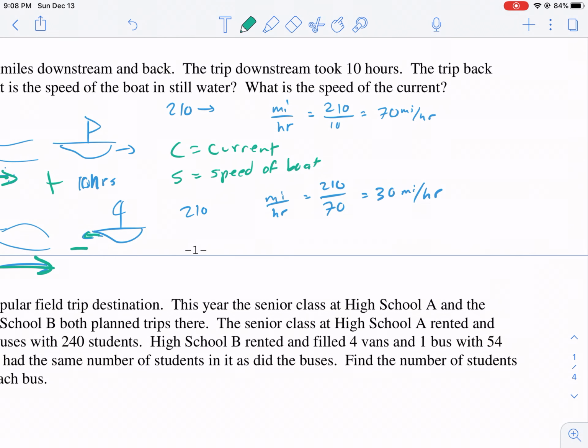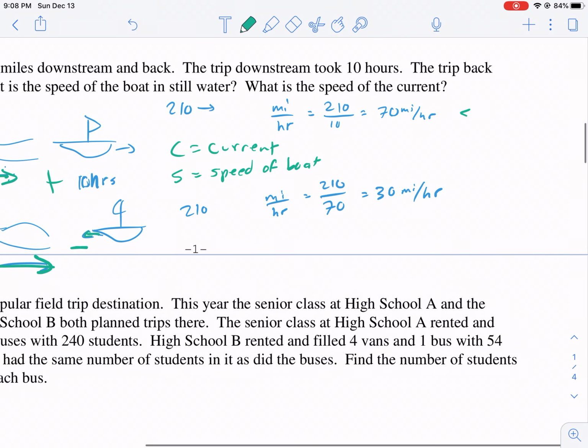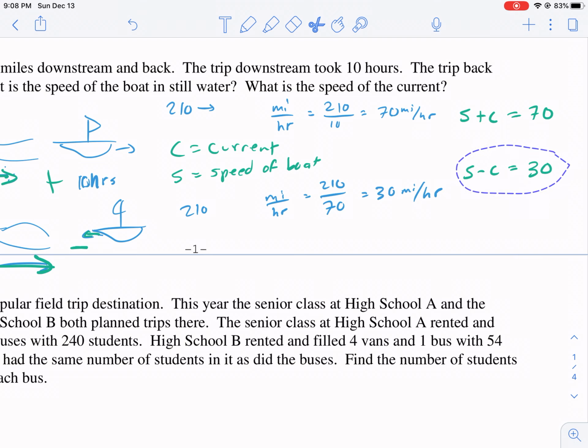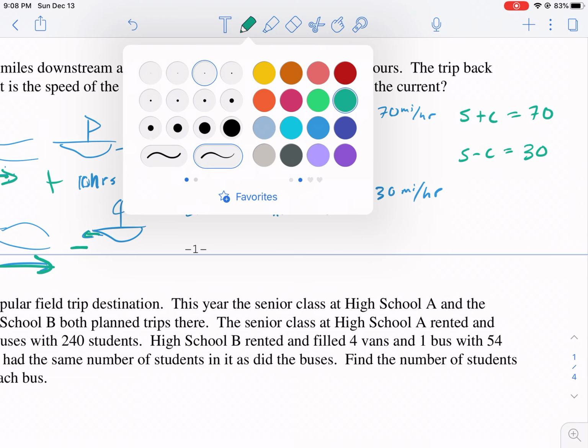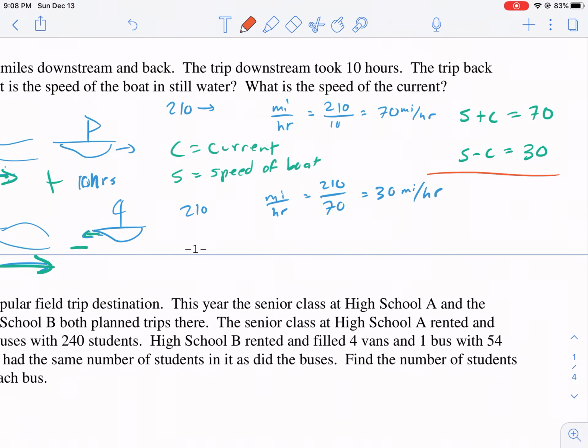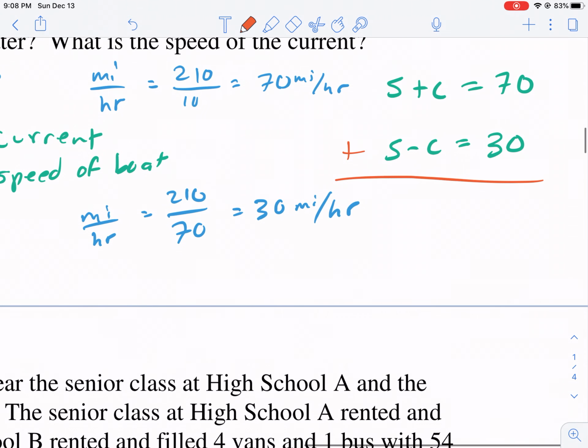Okay, so 70 miles an hour it gets helped. So we have the speed of the boat, s plus c, equals 70 miles an hour. If you're fighting the current on the way up, it's s minus c equals 30 miles an hour. And here we have our system of equations ready to go. Setting up the system of equations is the hardest part to do, but the more you do it, the quicker you can see the pattern.